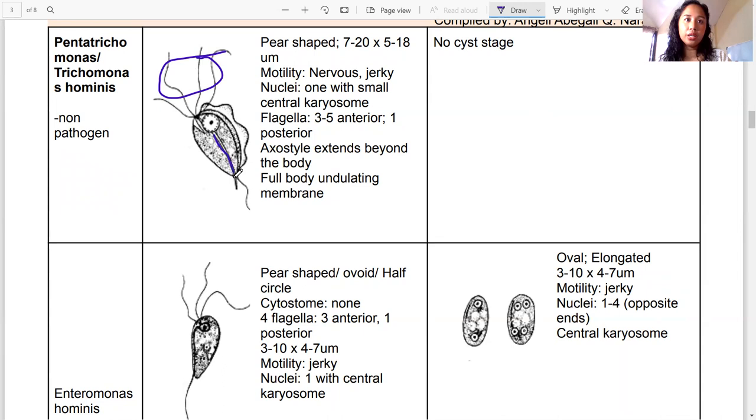Ang mga axostyle, unique yan sa mga trichomonas. Or class, ang nasa search ko na ngayon, Pentatrichomonas hominis. Parang mas common na siya instead of Trichomonas hominis. So wala rin siyang C-shape stage. So yan, flagella.